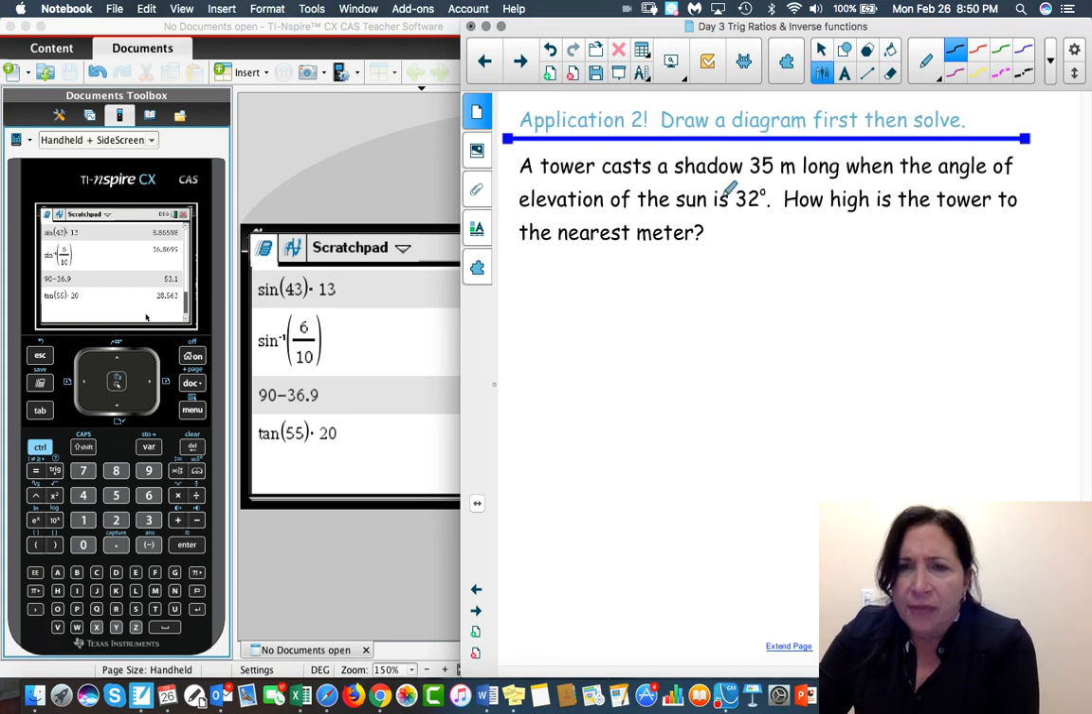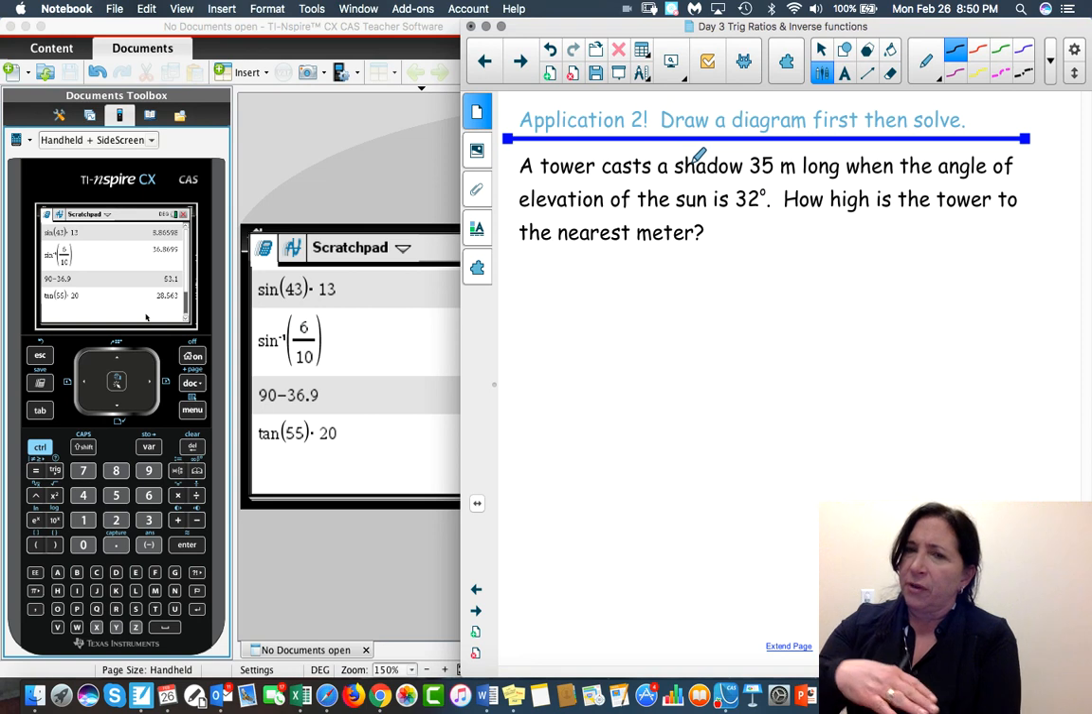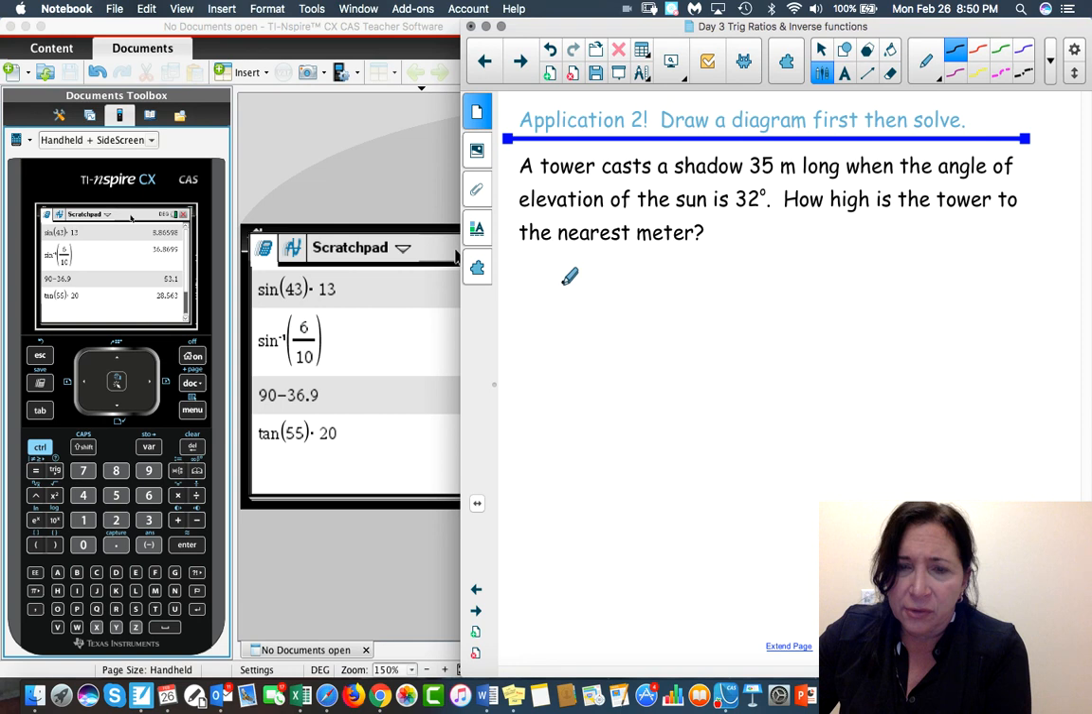A tower casts a shadow 35 meters long, when the angle of elevation of the sun is 32 degrees. Now, this is sort of our first problem that we've done with angles of elevation. So just keep in mind, angles of elevation are when you're looking up, okay? So you have a tower. So let's say here's my tower, all right? Super tall.